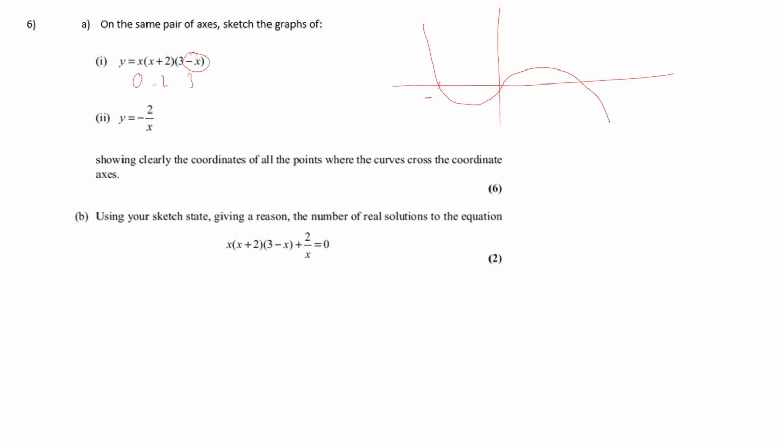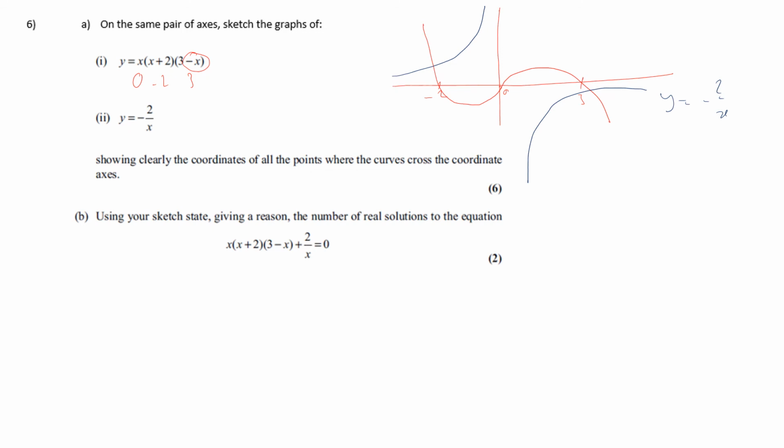So that's going to be minus 2. That's going to be 3. And that should be 0. Doesn't quite hit, sorry. Now, y equals minus, I'll do it in a different colour actually. y equals minus 2 over x. A lot of you had this right. Looks like this. Okay, that is a y equals minus 2 over x graph.